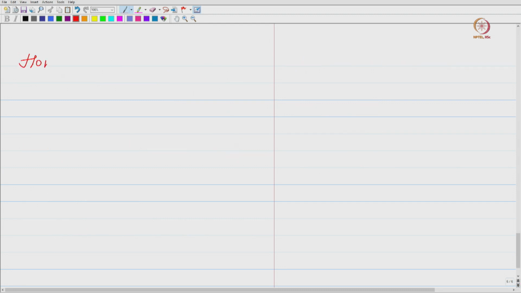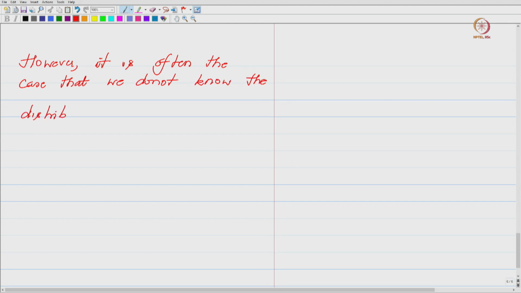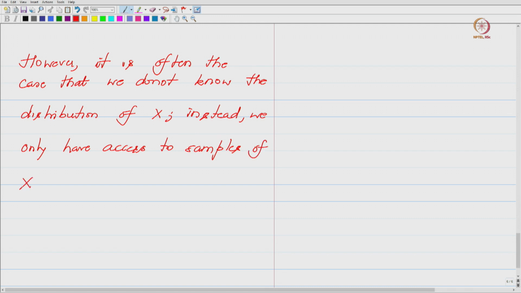However, it is often the case that we do not know the distribution of x. Instead, we only have access to samples of x.